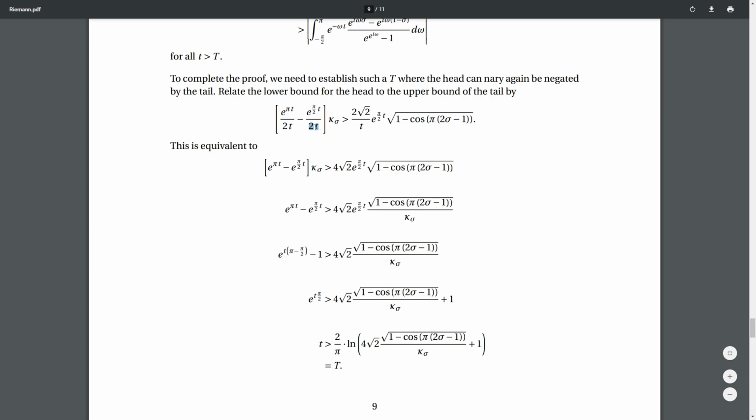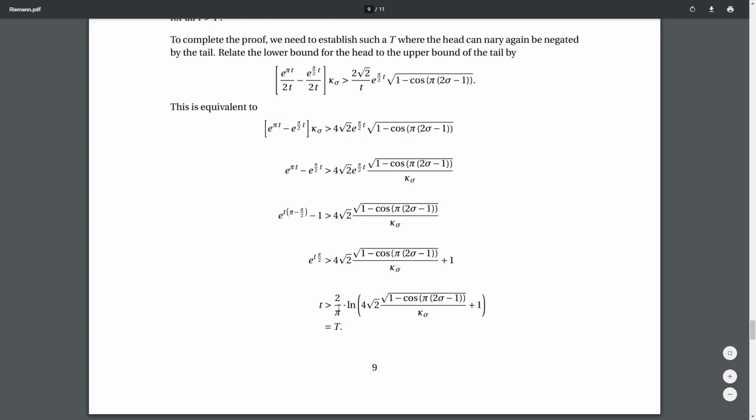We move the 2t over to the right-hand side, and this becomes 4 square root of 2. This t is canceled out by this. This stays the same. And then we have this e to the pi t minus e to the pi over 2 t. So we move this over to the left-hand side. We move the kappa sigma over to the right-hand side. And then we move this to the left-hand side. And this neutralizes this, that's minus 1, and then over here it's t times pi minus pi over 2, so this eventually becomes e to the t pi over 2. We move this 1 to the right-hand side, so now this is our right-hand side, which depends fully on sigma, and this is our left-hand side, which depends fully on t. And we say that the result is established whenever t is greater than whatever is over here. And this is our declaration for our choice of t.